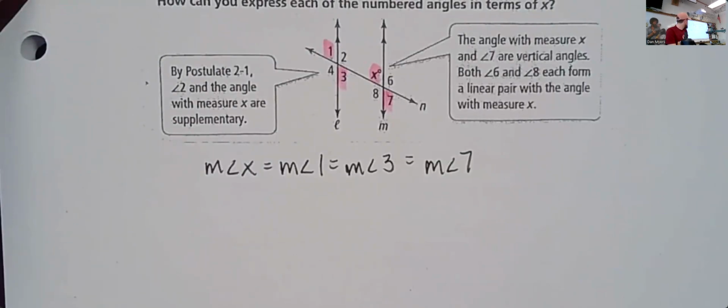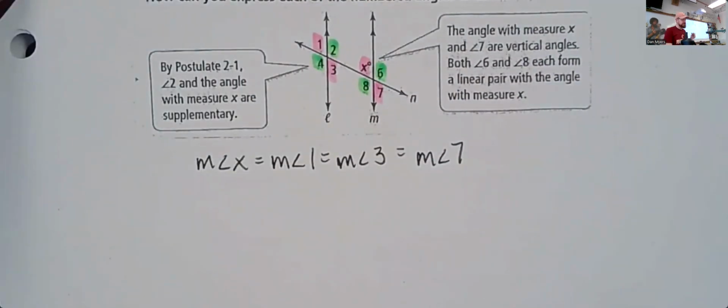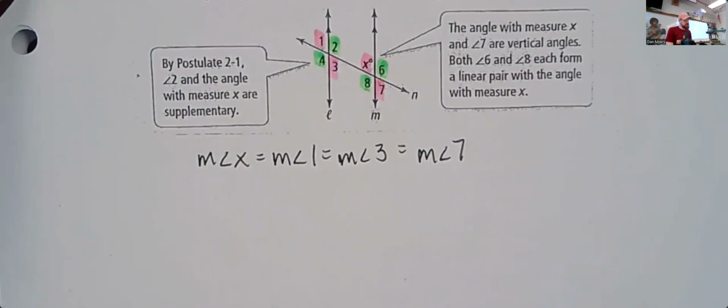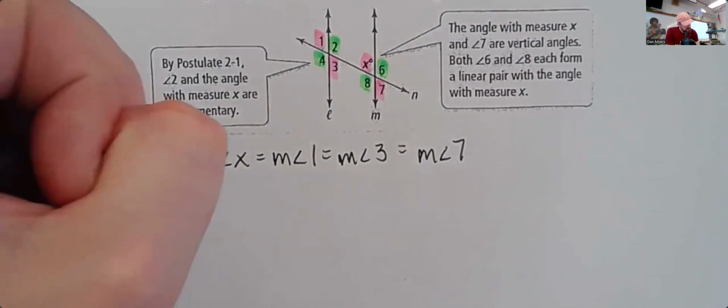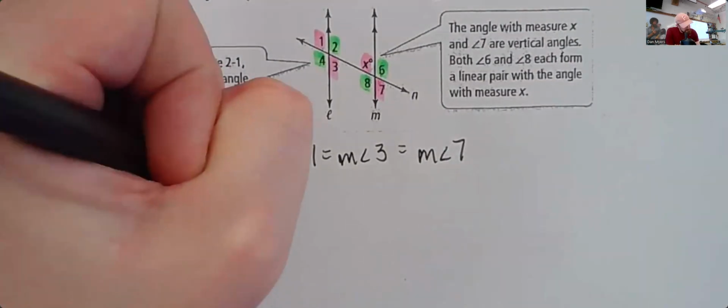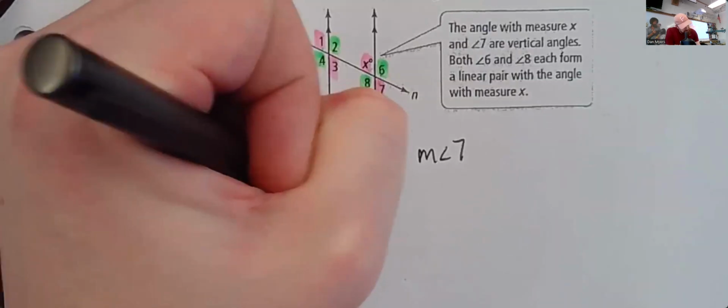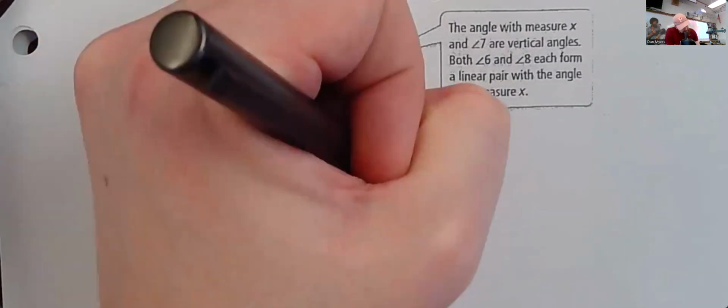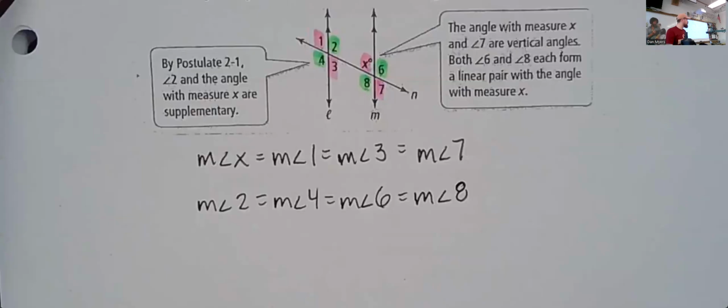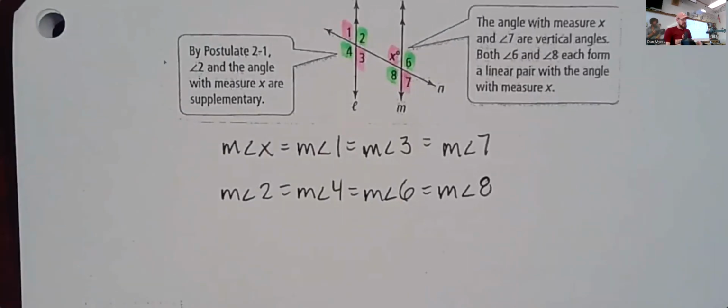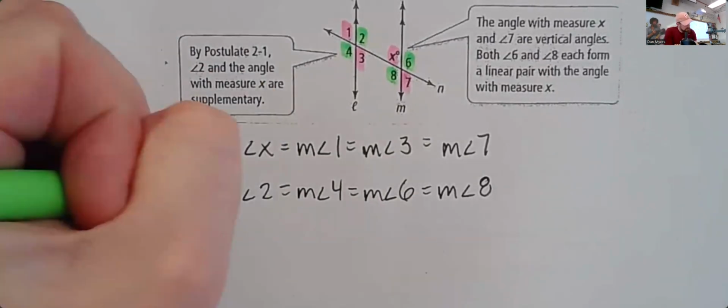Now we also know that 2, 4, 6, and 8 are also all equal to each other. So I'm just going to go ahead and highlight those. And then we're going to write this. You ready? We're going to say measure of angle 2 equals the measure of angle 4 equals the measure of angle 6 equals the measure of angle 8. Write those 4. Okay. So we got pink for those ones, green for these ones.